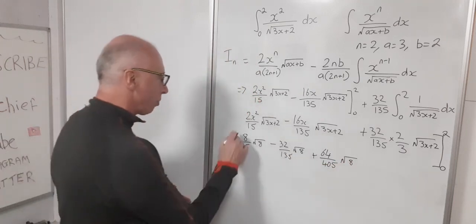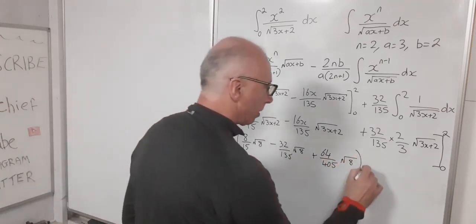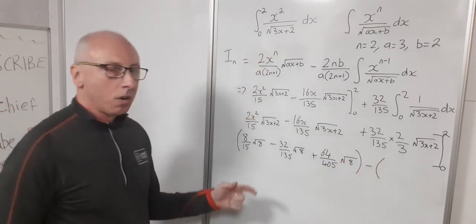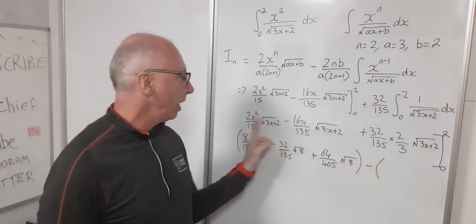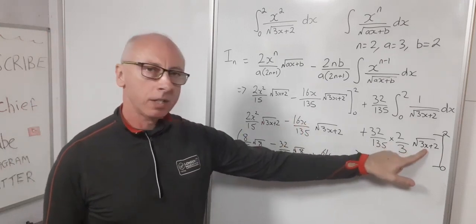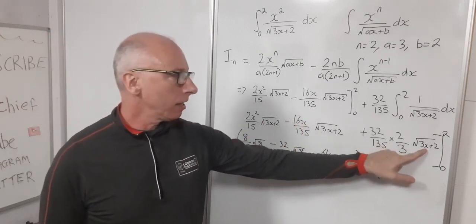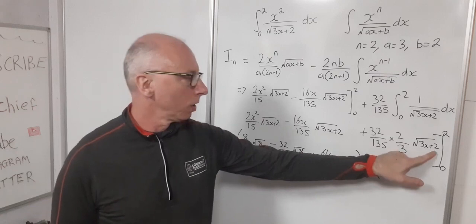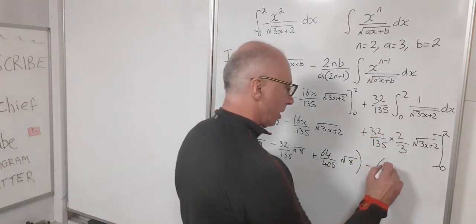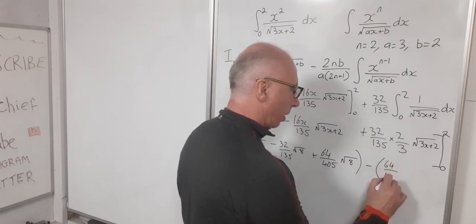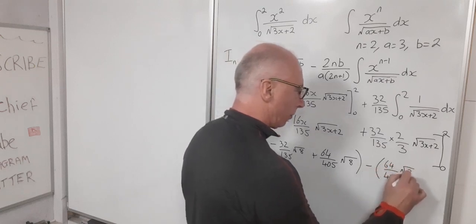So now we need to subtract the value when it's 0. Well, that'll be 0, because x is 0, so they'll all disappear. This one here, slightly different. X is 0, we're going to get square root of 2. And this multiple will still stay the same. So minus 64 over 405, square root of 2.